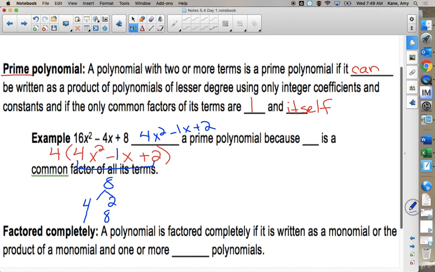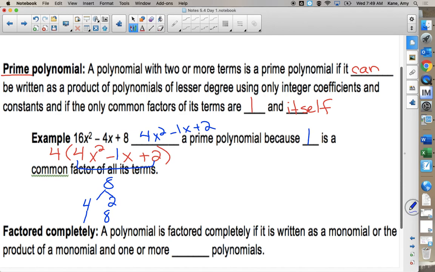Yes, we could still solve it differently, but we're just trying to factor it. So this is a prime polynomial because 1 is a common factor of all the terms, and there are no other common factors of all the terms. So we took out the GCF, we took out a 4, but that part that was left can't be broken down any further. So that's called a prime polynomial.